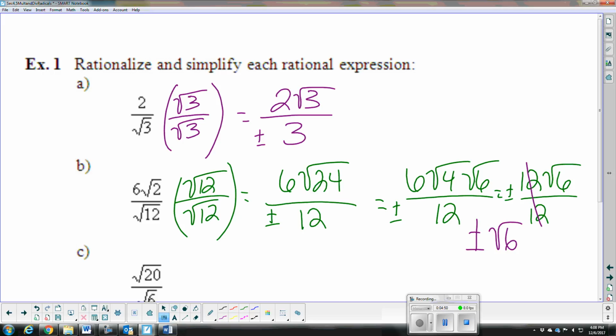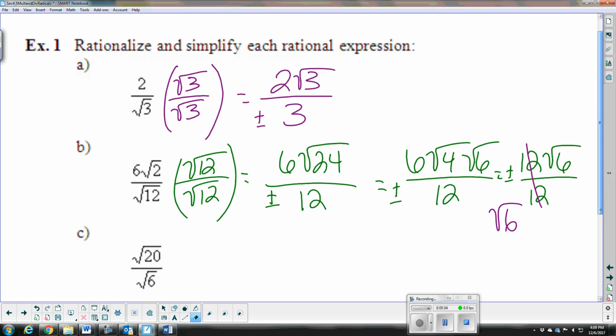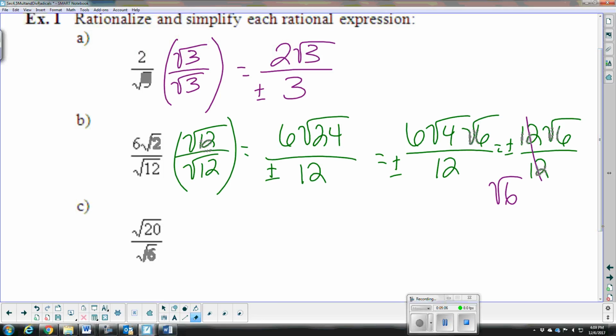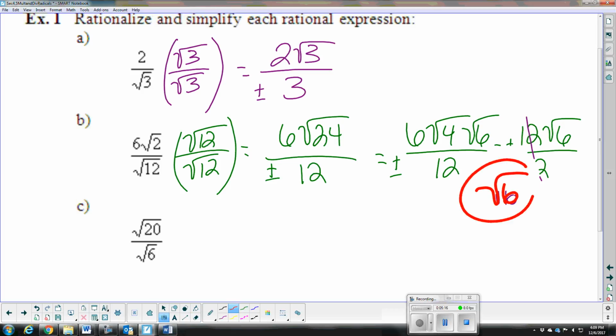So our final answer here, since these cancel out, is positive or negative square root of 6. When we actually take the square root of 6, it's going to be positive or negative, so we don't really need this positive or negative sign. It's not wrong if you have it, but it's just unnecessary since the square root of 6 is going to be positive or negative square root of 6. This is your final answer, square root of 6.